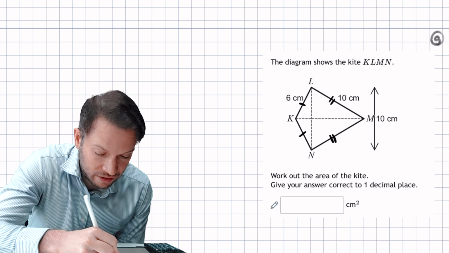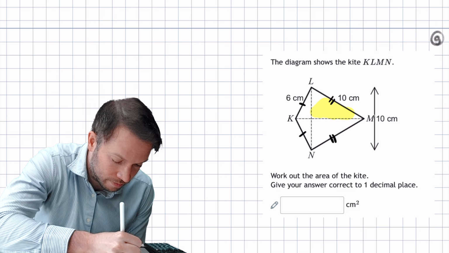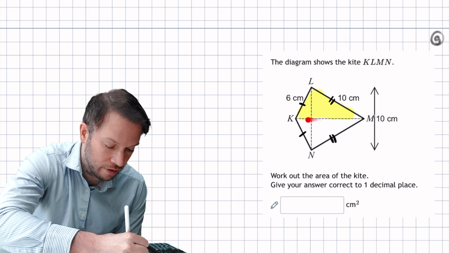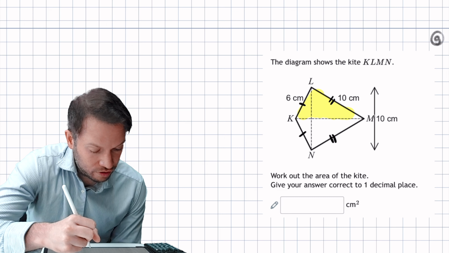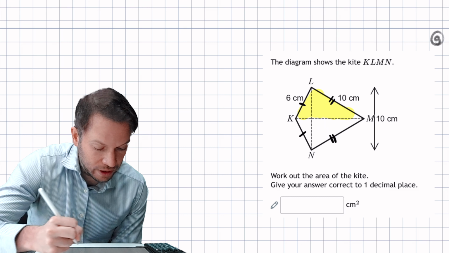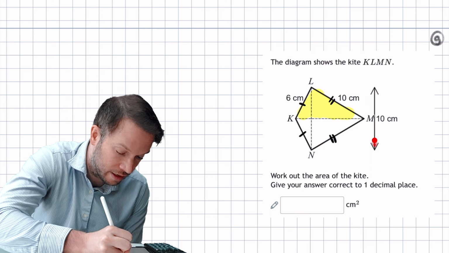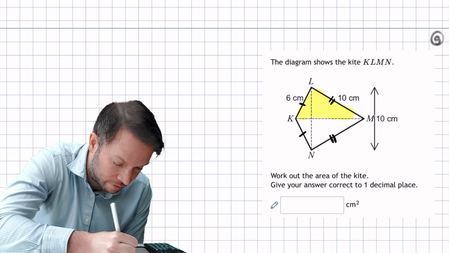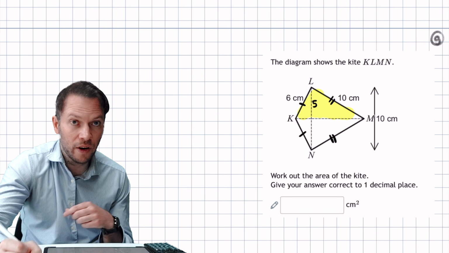Now, what we could do is we could find just the area of one of these triangles, like this, and then just double it, because this is a line of symmetry of the kite. So this area here will be the same as this area here, right? But the trouble is, to find the area of this, we need the base and we need the height. And we don't have those values. Well, we do actually have the height. We can see if this total distance is 10, that's going to be 5. So let's just put that in now. This length here is 5. But we don't have this length here or this length here to find the area of that triangle.